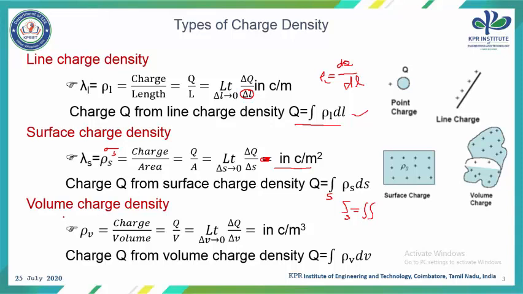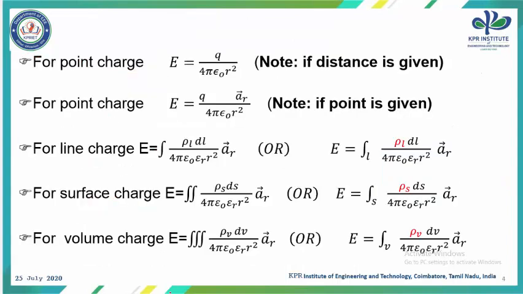Okay. Now, volume charge density. Rho v is equal to charge by volume, which is equal to Q by V, which is equal to limit delta V tends to 0 of dq by dV. This value is measured in Coulomb per meter cube. From this one, you want to find out the Q value. Q is equal to volume integral rho v into dV. Clear?